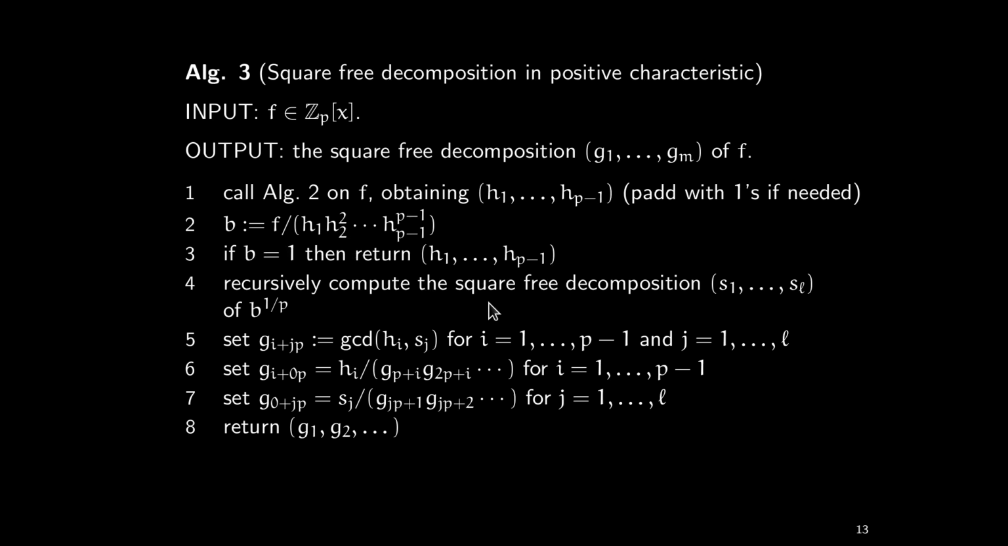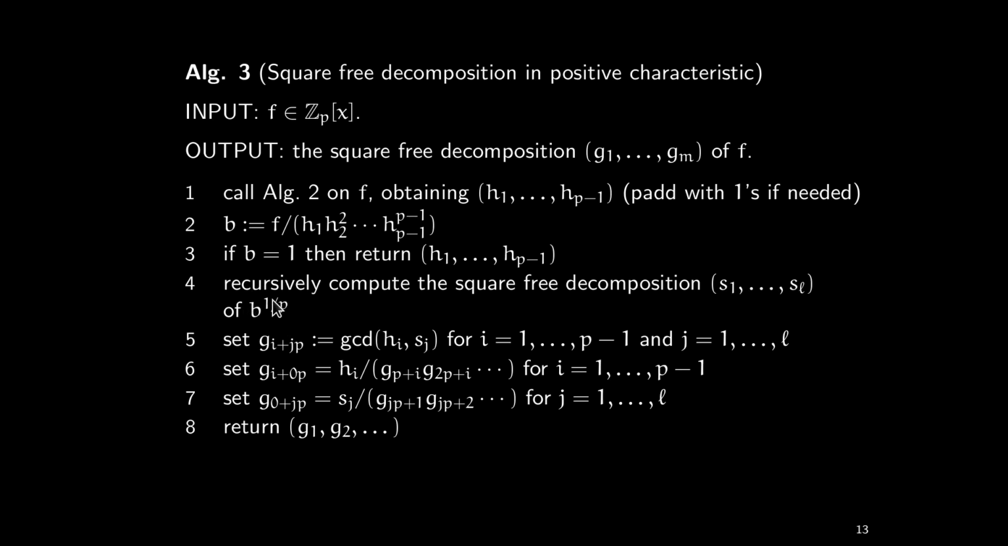And otherwise, I apply this algorithm 3 recursively to the pth root of this polynomial b. And this pth root is nothing that I really have to compute. I just have to adjust the exponents. I have to divide all the exponents in this polynomial by p, and this is possible because by construction they all are multiples of p. So this here is a valid polynomial. It's really just an ordinary polynomial, nothing with fractional exponents or so. It's just a polynomial. And the s's here are the components of the square-free decomposition of this polynomial.